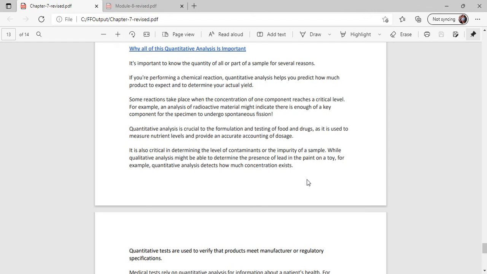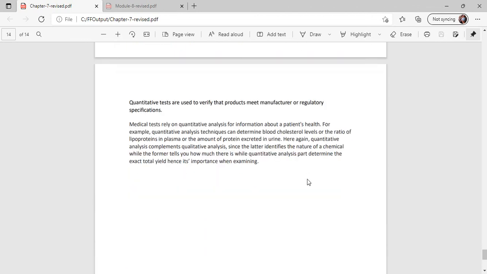While the qualitative analysis might be able to determine the presence of lead in a paint or a toy, for example, the quantitative analysis detects how much concentration exists. Your quantitative tests are used to verify the products meet your manufacturer or regulatory specifications. Medical tests rely on your quantitative analysis for information about your patient's health. For example, quantitative analysis techniques can determine your blood cholesterol levels, the ratios of your lipoproteins in your plasma, or the amount of protein excreted in your urine.